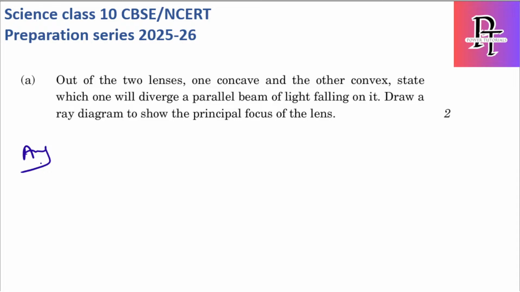Okay, let's continue. One of the two lenses, one concave and other convex, state which one will diverge a parallel beam of light falling on it. Draw a ray diagram. Convex will converge, concave will diverge. Concave lens.